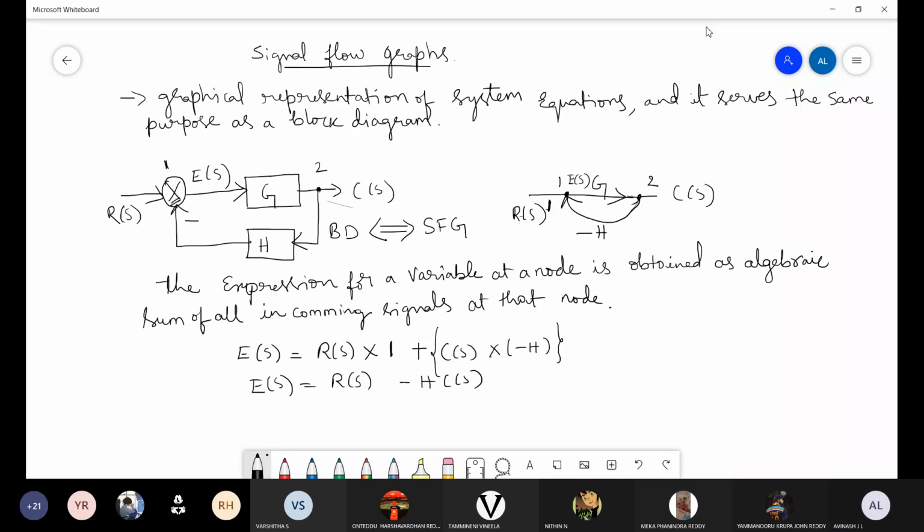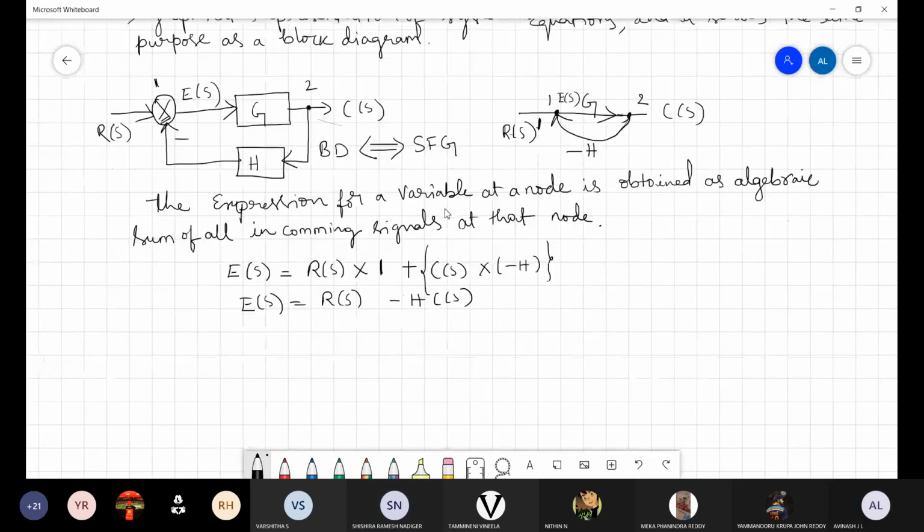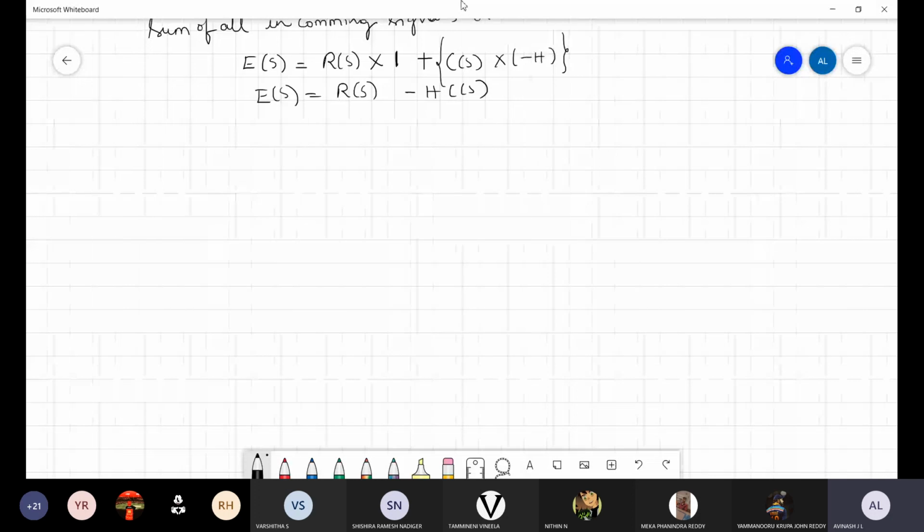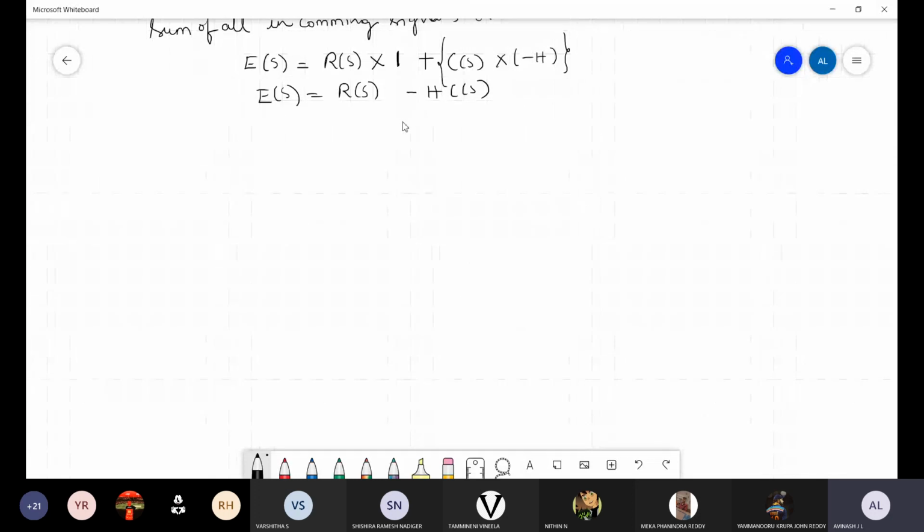Yes, sir. So this is how we are going to write the equations with respect to the signal flow graphs. Do you have any doubt in this one? No, sir. Okay. So after this, we will go to the next thing.